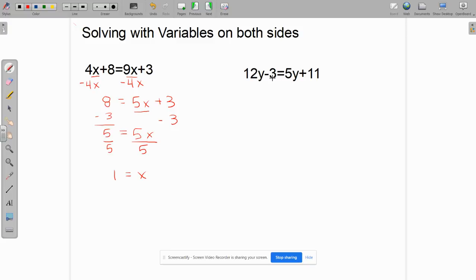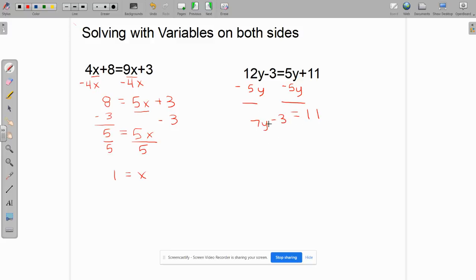Okay, so my first step, I can either subtract 12y from this side or subtract 5y from this side. I'm going to go ahead and do the smaller number and subtract 5y. And since I'm doing it to that side, I have to do it to the other side, making sure that it's constant with the like terms. So these two would equal 0, and I'm left with just 11 on this side. And then here, if I have 12y minus 5y, I'm left with 7y minus 3 equals 11.